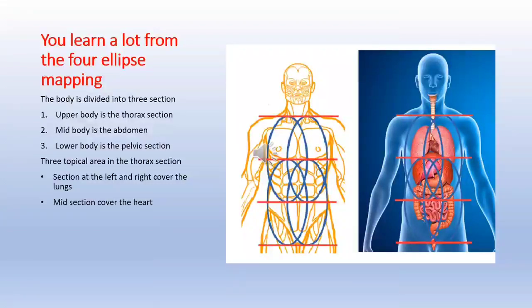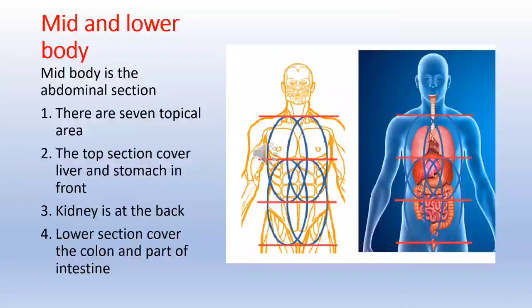Then the thorax is divided into three sections, so you can see that the lungs are at left and right, and the heart is in the middle. This is for the thorax. So these are the mid and lower body. The mid body is the abdominal section, or we also say the abdomen. And there are 7 topical areas. It is 7 because of the 4 ellipses.